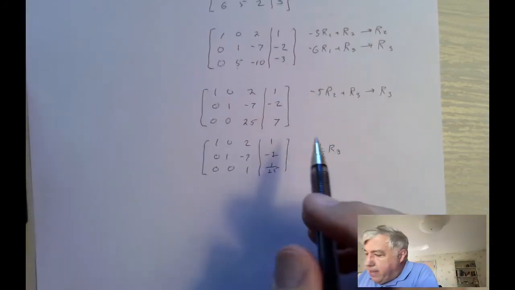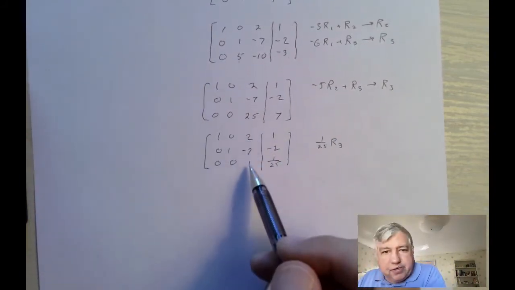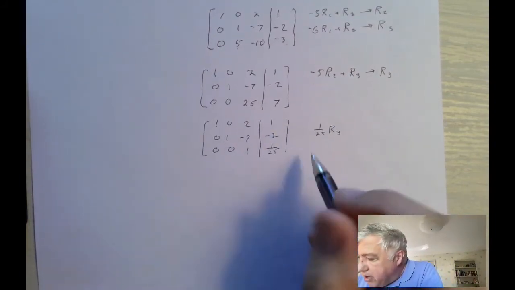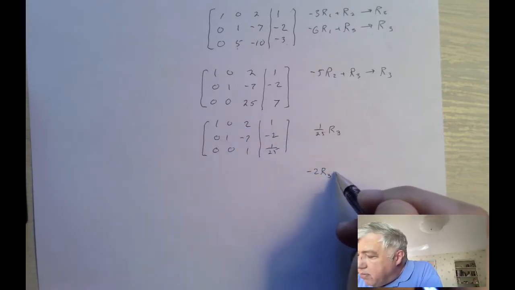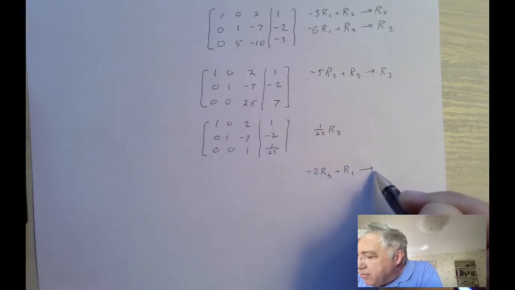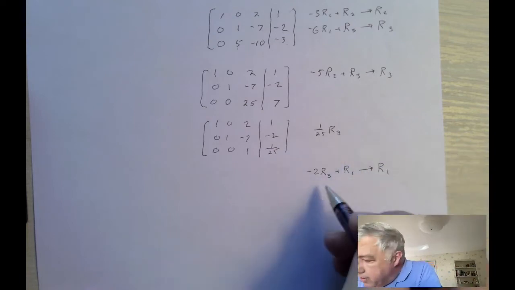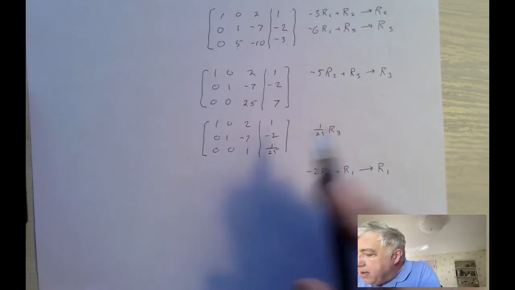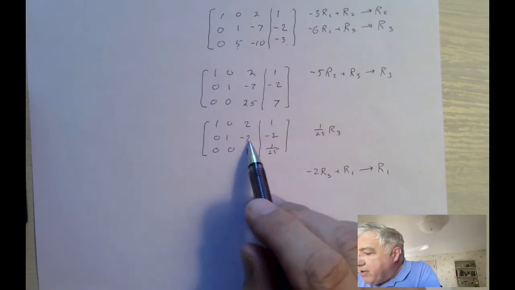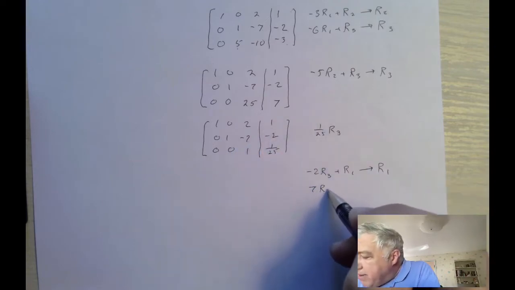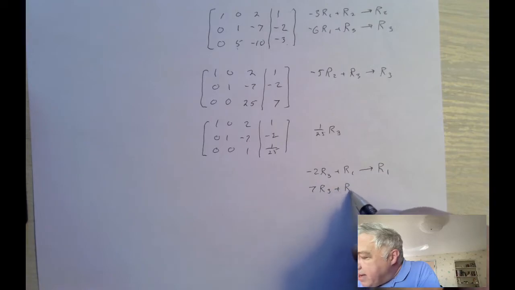Okay, and then now we have our 1 here. We want these two to be 0, so we'll want to get rid of this 2 by multiplying the bottom row by negative 2 and adding it to the top row. And we want to get rid of this negative 7, so we'll multiply the bottom row by 7 and add it to the second row.